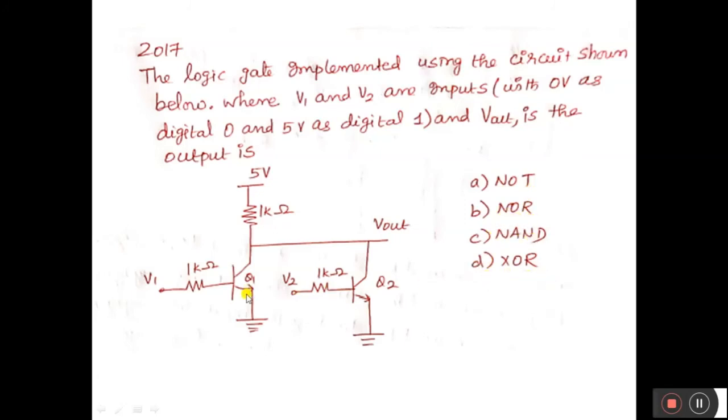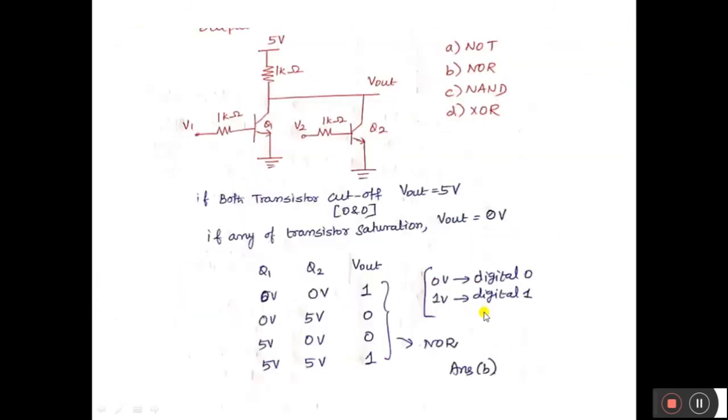Here two transistors are connected in parallel, right? Let us discuss the solution. If both transistors are in cutoff, that is both inputs are 0, the output is 5 volt. If any one of the transistors is in saturation, that is we apply any one input as 5, then the output becomes 0 volt.